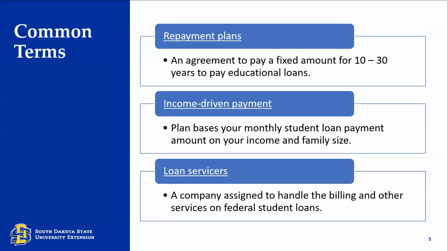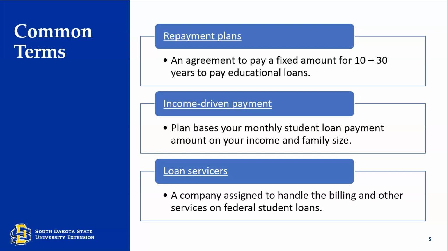As we get into some terms associated with the repayment process, the repayment plans are the first thing, and there are a number of different types of repayment plans. There's the traditional plan, and then there are income-driven plans. But a repayment plan is really that agreement to pay a fixed amount for 10 to 30 years for those educational loans.